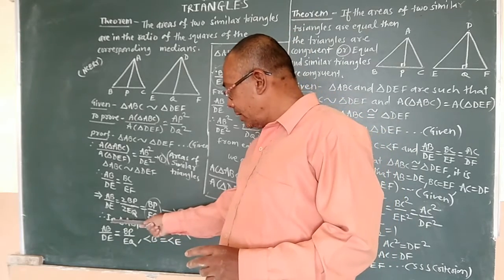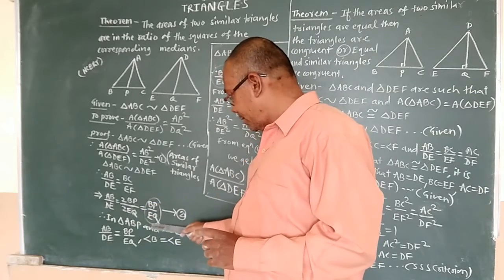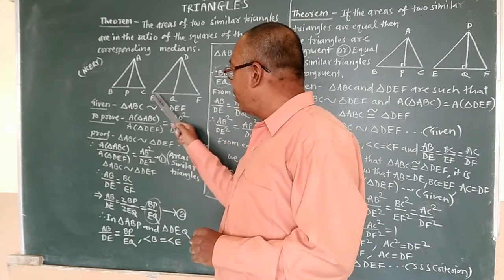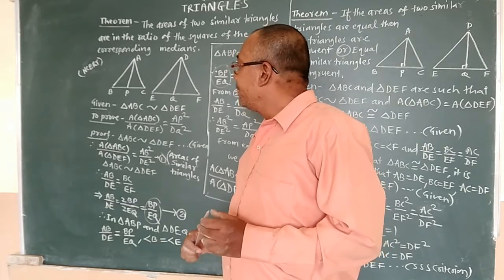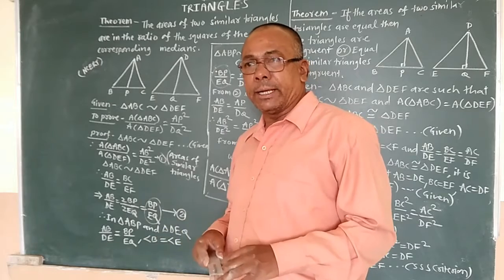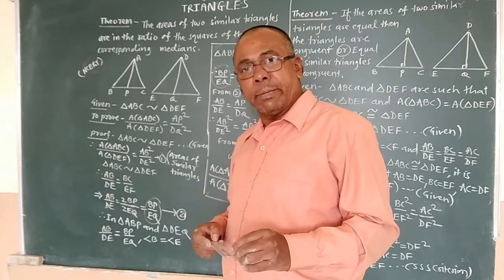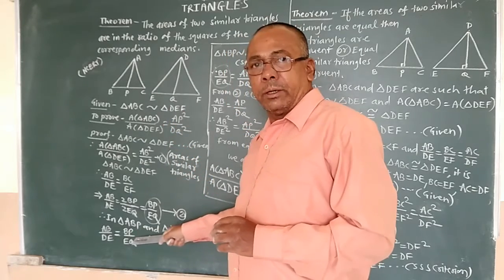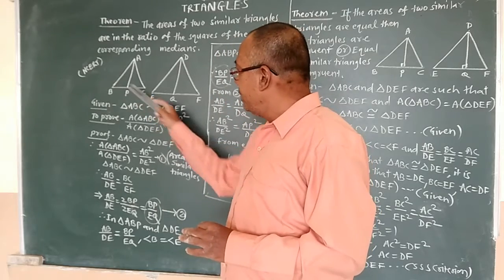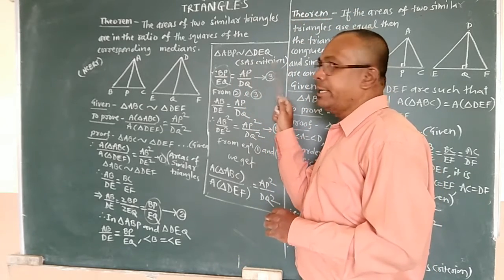Now, in triangle ABP and triangle DEQ, we know that AB upon DE is equal to BP upon EQ. This from equation 2 we have written, these two ratios are equal, and angle B equal to angle E. Means if two sides of one triangle are proportional to the corresponding two sides of another triangle, and the angles included by them are also equal, then by SAS similarity criteria both the triangles are similar. The same criteria we have applied here, that is AB upon DE is equal to BP upon EQ, and angle B equal to angle E, and therefore triangle ABP is similar to triangle DEQ by SAS criteria.